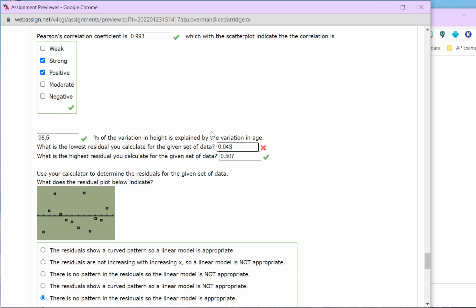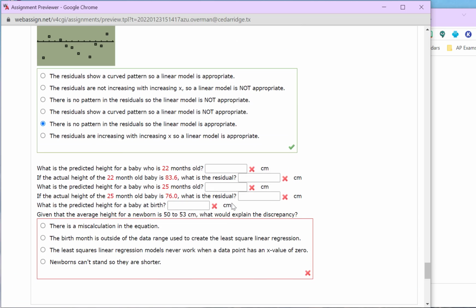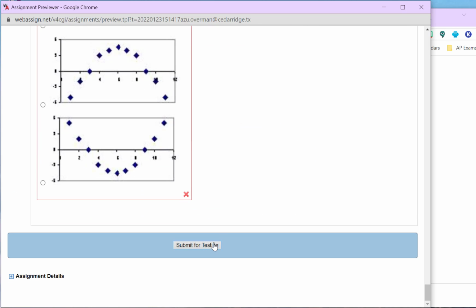So in other words, closest to the data. Let's try that. Oh, and I was like, why are those wrong? We're almost done.